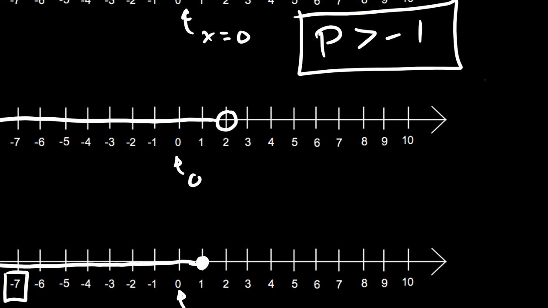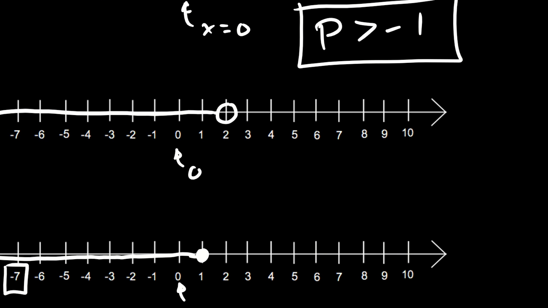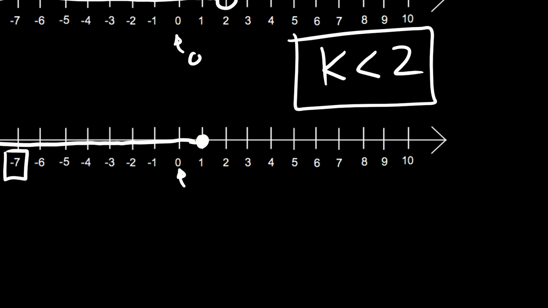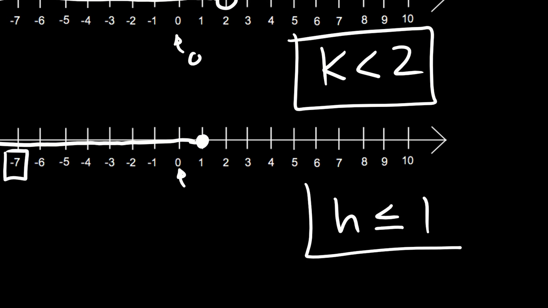The next one, we had the variable k, and just looking at the graph, you can see that k's are those things that are less than 2. And then for the last one, this was the variable h, and you can see that h's are those things that are less than or equal to 1. Again, my boundary point here is shaded, so I include the endpoint.